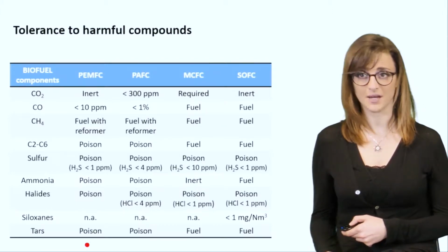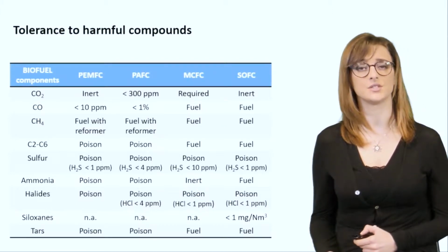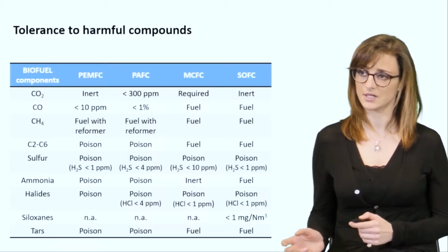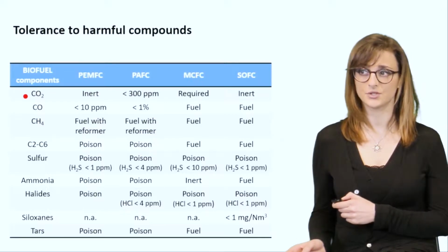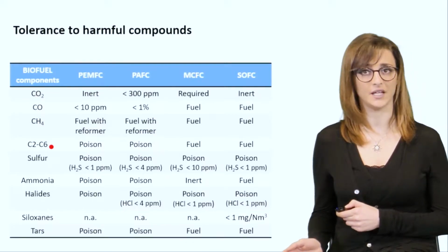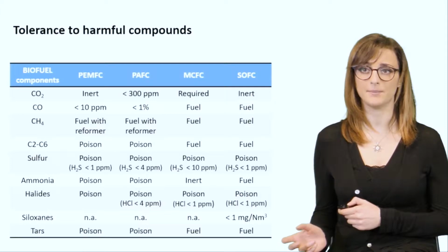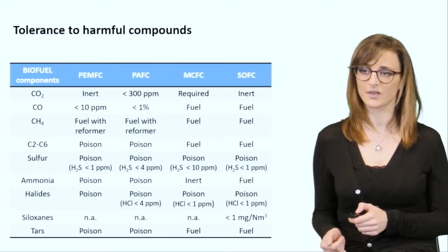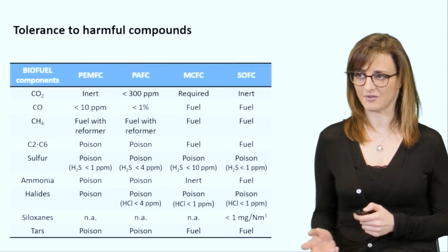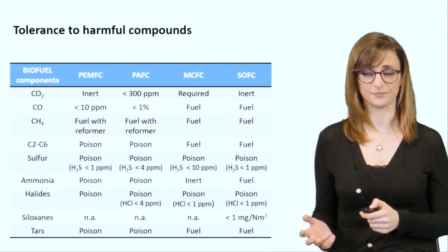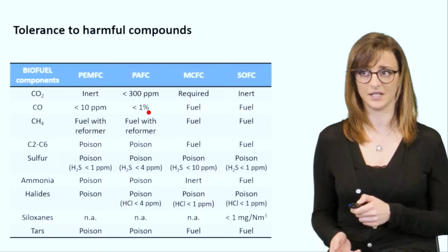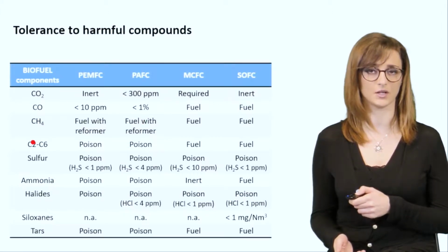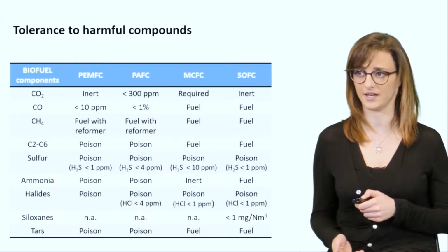Besides trace contaminants, the fuel preprocessing unit has to address also the bulk composition of the fuel. So also CO2, CO, methane, and small hydrocarbons may be an issue when it comes to some types of fuel cells. So looking at this table, we have a very general idea of the compatibility of each fuel cell technology with the specific chemical components that we may find in the gas.